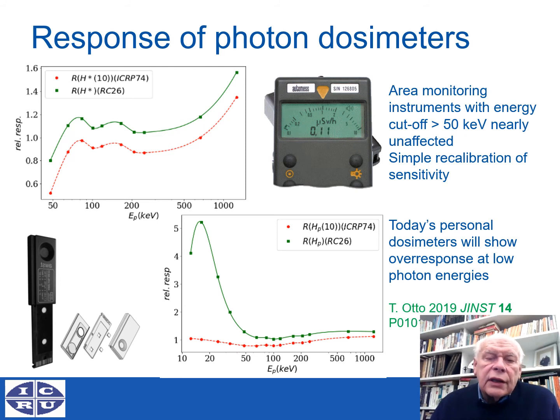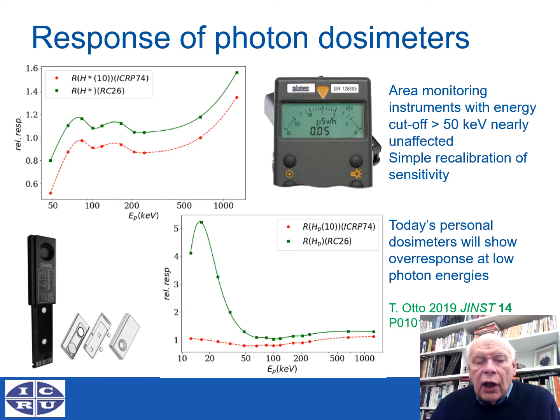Now, two slides giving you some results which have already been published using these new definitions. One is by Thomas Otto. In the upper graph, you can see response curves for an area dosimeter. The one with the new quantity is the lower one, and the green one is for the older one. You can see they are totally parallel, and therefore a simple recalibration will solve that problem.